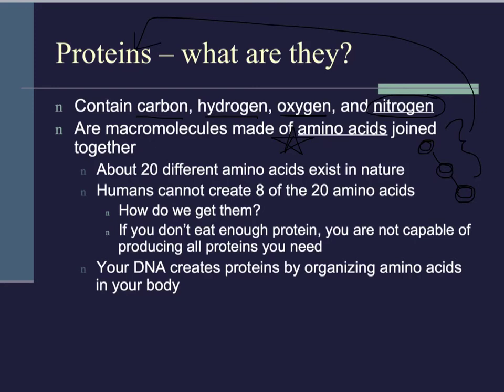Okay? There are about 20 amino acids that exist in nature. However, our bodies can only create 8 of them. 8 of those 20. And we need all 20 of them in order to make all the different proteins in our bodies. So, how do we get the other ones that our body cannot actually create? Well, we get it out of the food we eat.